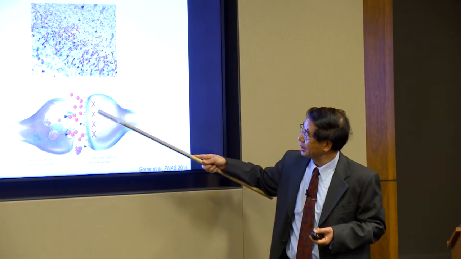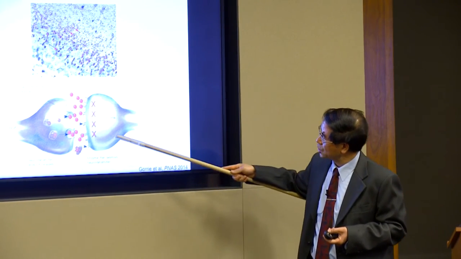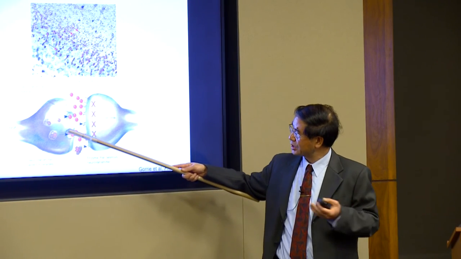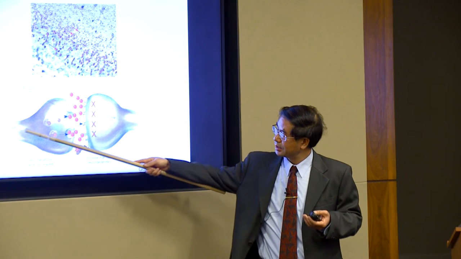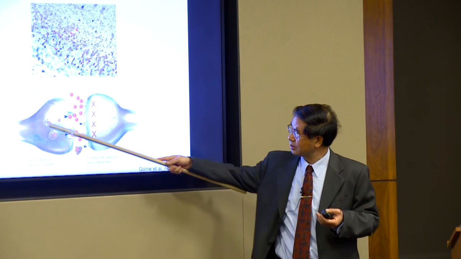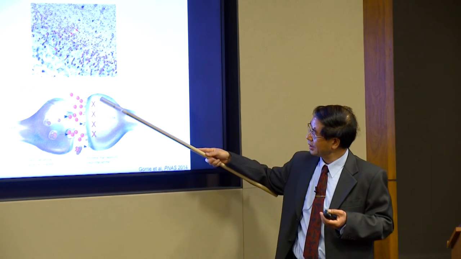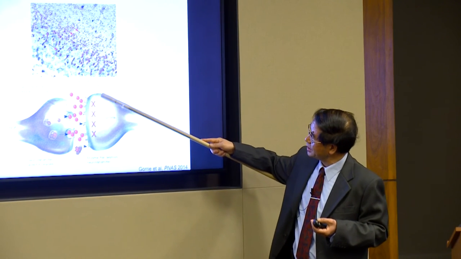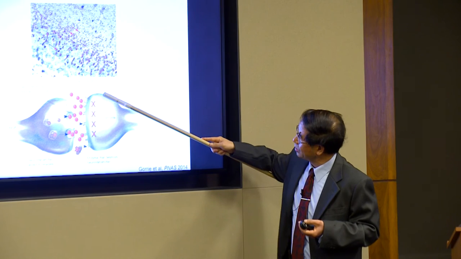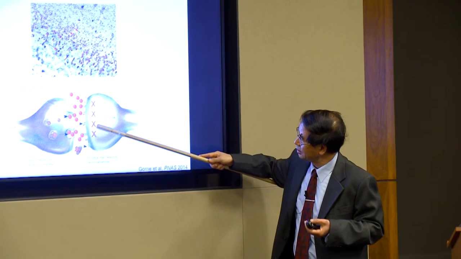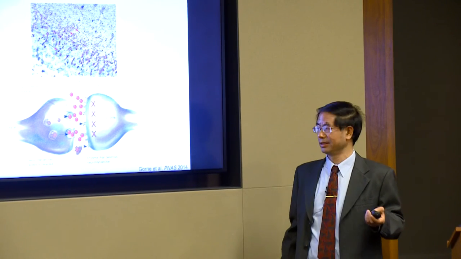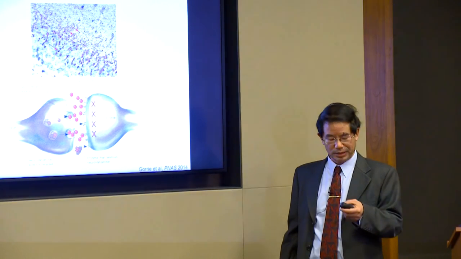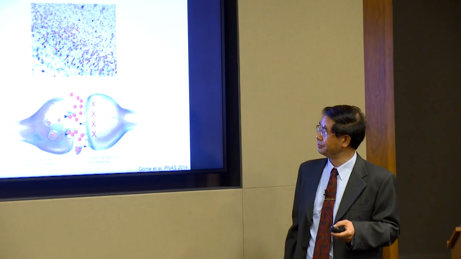in our memory area. And this is the diagram showing the connection between neurons. This is the neuron sending a signal to this neuron, and this is the neuron receiving the signal. And what we can see is that the major problem, these protein aggregates, are located in this area. We call it the dendritic spine. So that is the major problem. That's why the patient has the dementia problem.